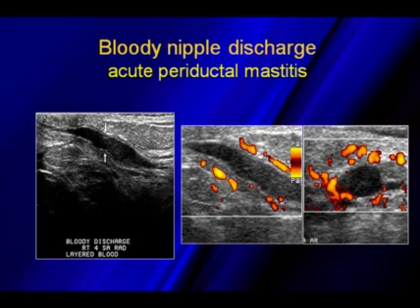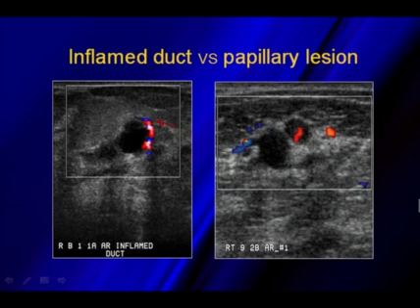This is a patient that presented with bloody nipple discharge. She has acute periductal mastitis. Also notice that the wall is very thick and isoechoic. And when you turn color Doppler on, or power Doppler, you can see how much hyperemia we see within the wall of this cyst. And it was the explanation as to why she was having bloody nipple discharge.